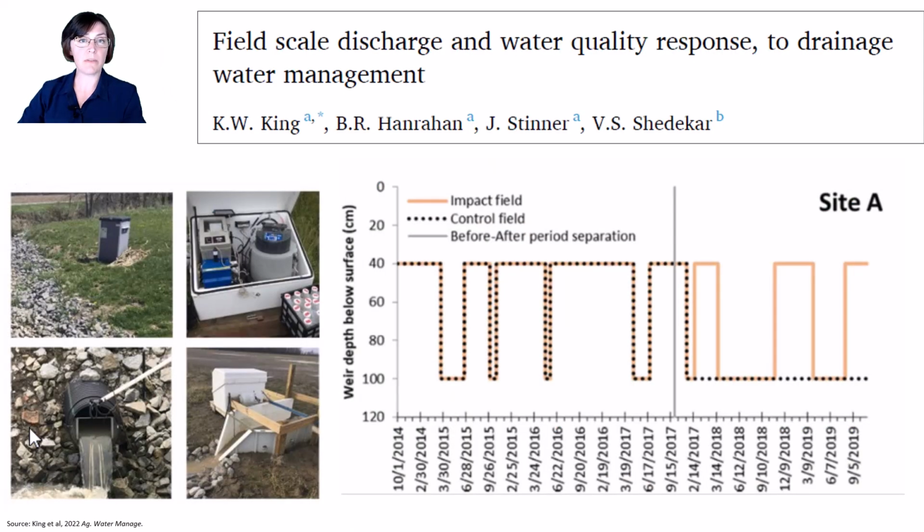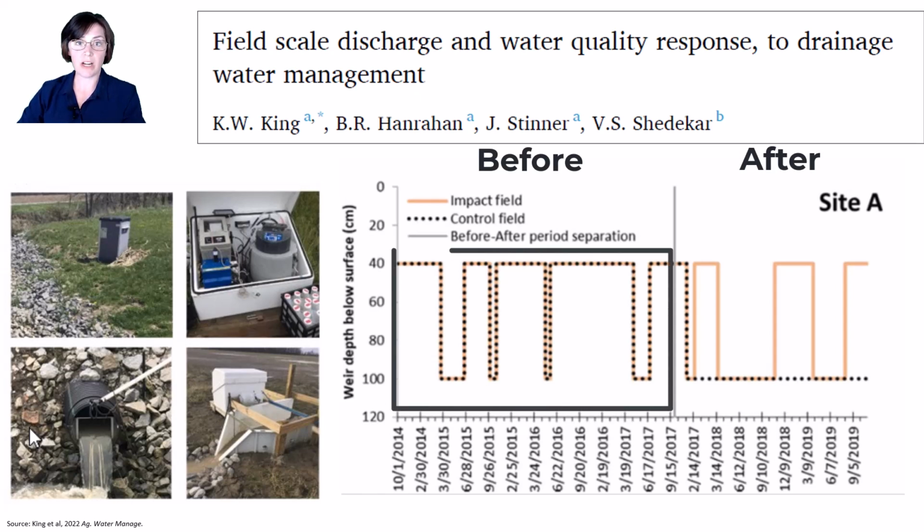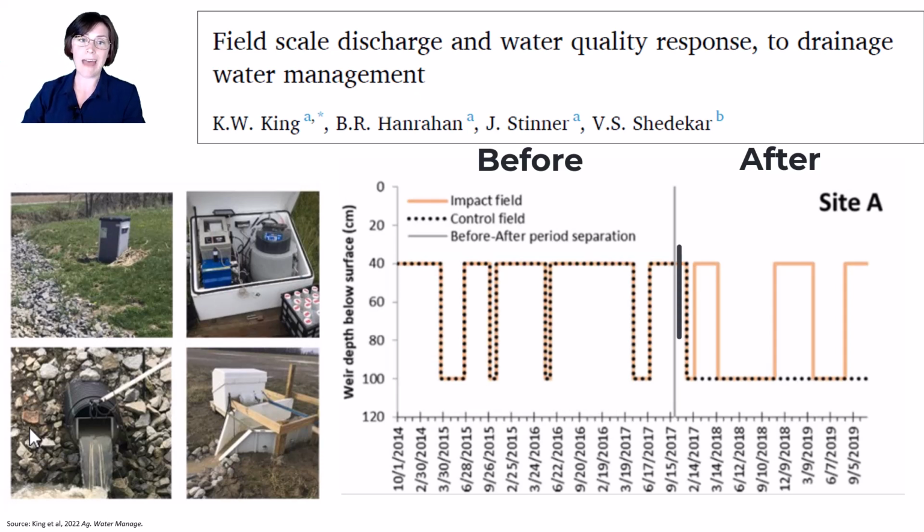In this example from Dr. Kevin King's USDA ARS group in Ohio, you see the two fields were managed the same in terms of drainage water management during the before period. The impact field and the control field had their control structures set to the same depths during that before period. But the after period shows the control and impact fields managed differently from each other.